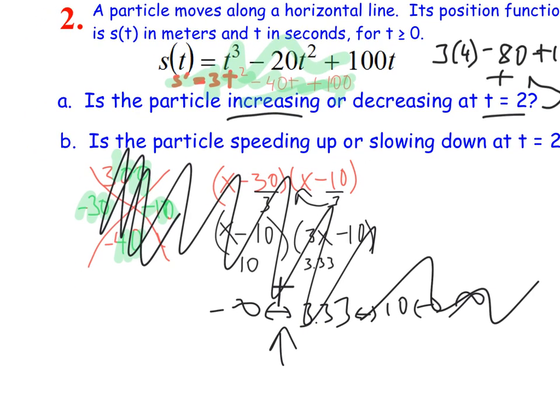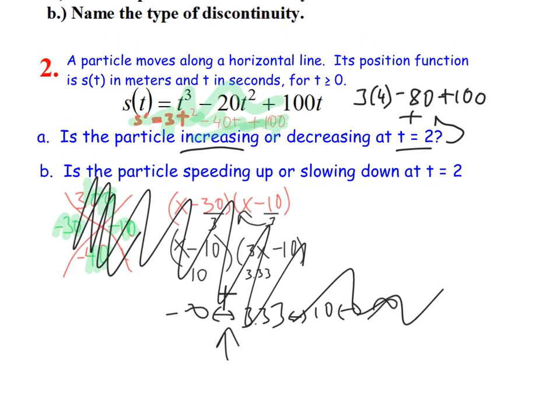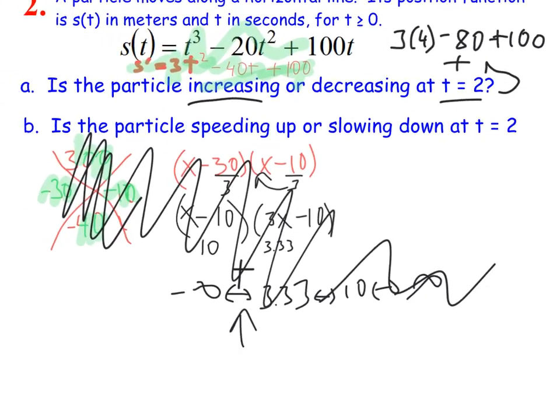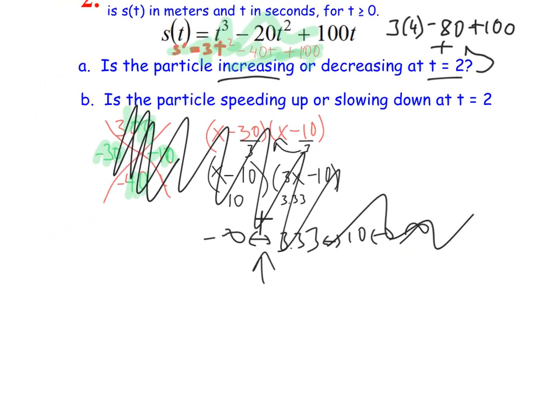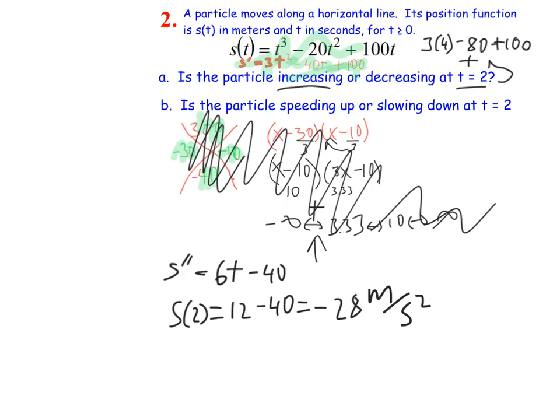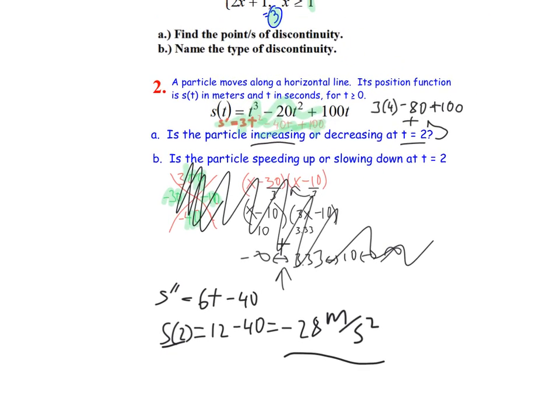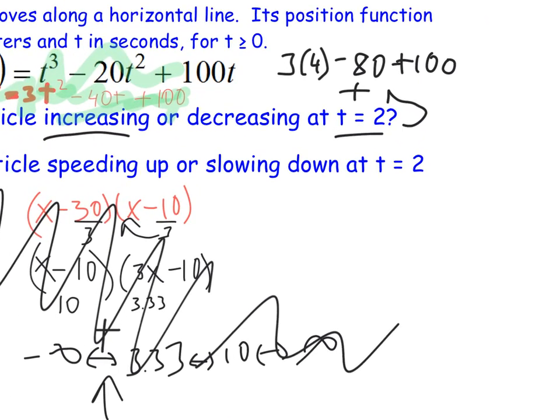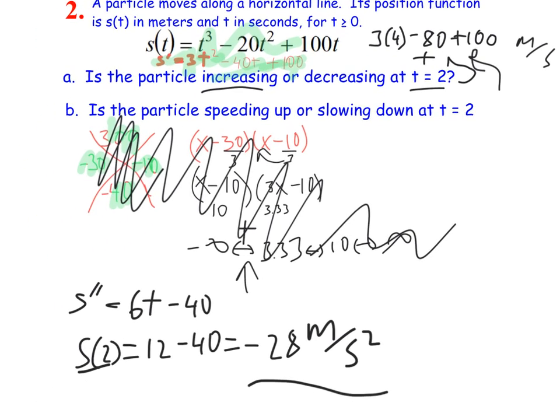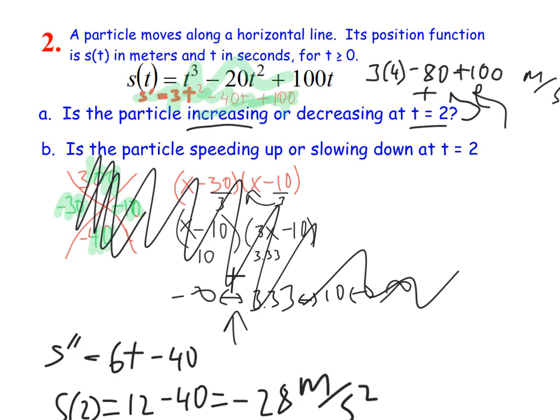And then it's asking, is the particle speeding up or slowing down? That's when, if you have a positive or negative acceleration, you want to take the second derivative. So take the second derivative. Our acceleration at 2 would be negative 28 meters per second squared. Since we had a positive velocity in meters per second, but we have a negative acceleration, that will be a slowing down.